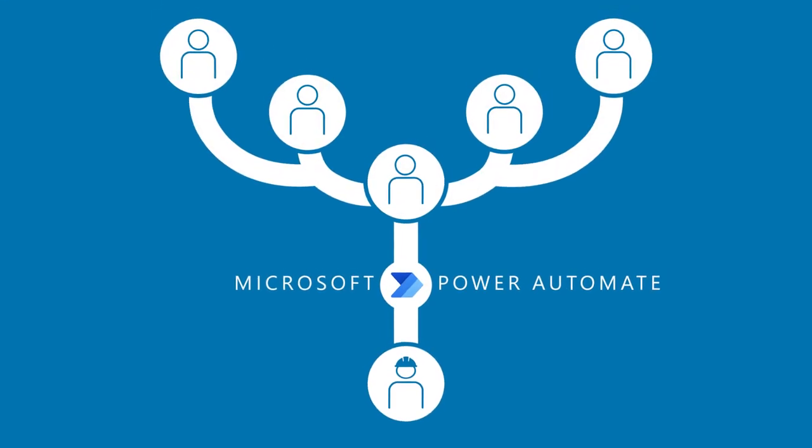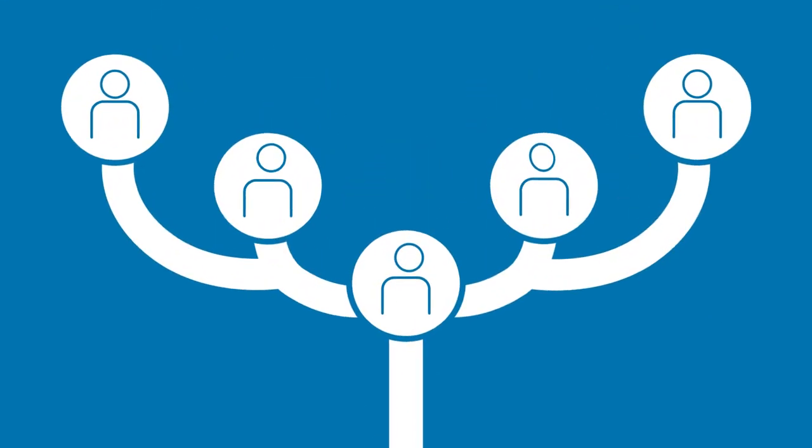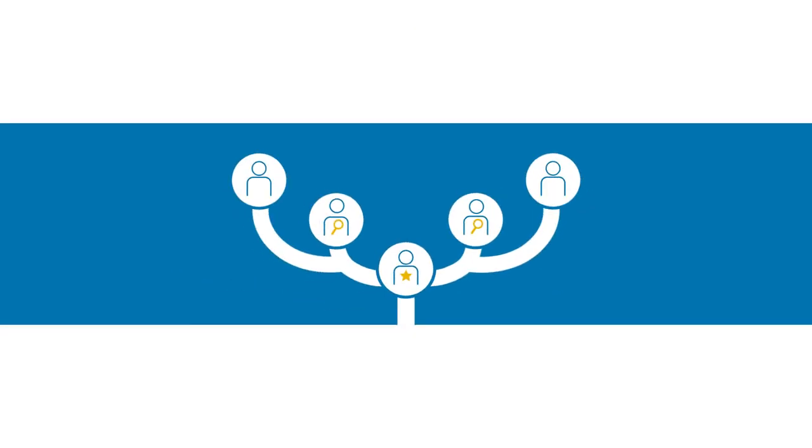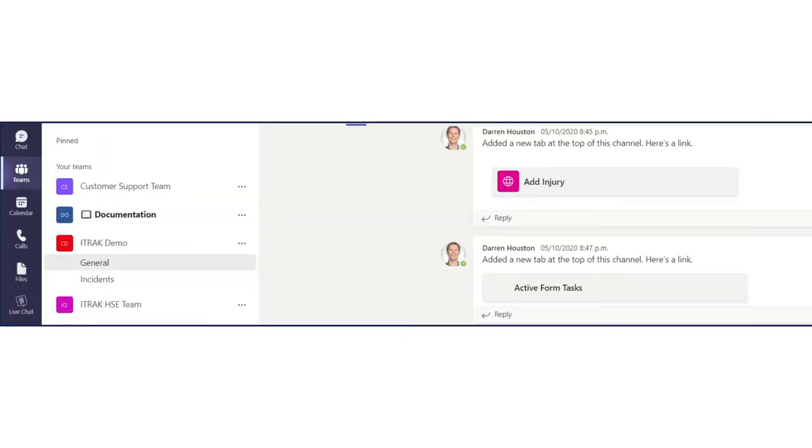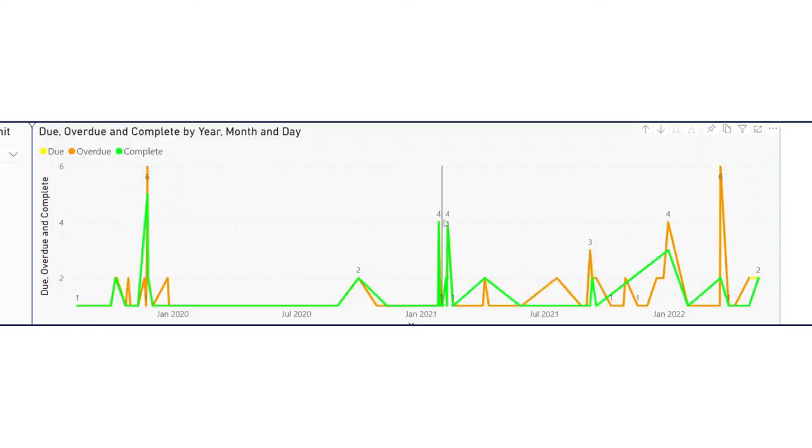By integrating with Microsoft Power Automate, ITRAK 365 uses highly customizable workflows designed to provide supervisors and assigned investigation teams the right information, delivering more efficient and accessible escalations, notifications, and closeout metrics for incident investigations.